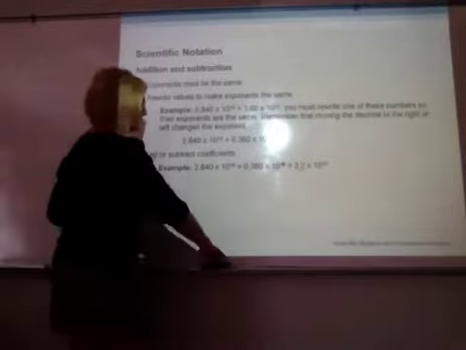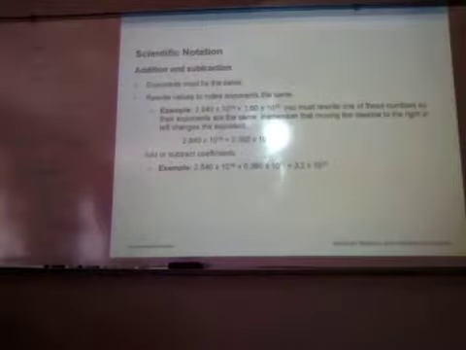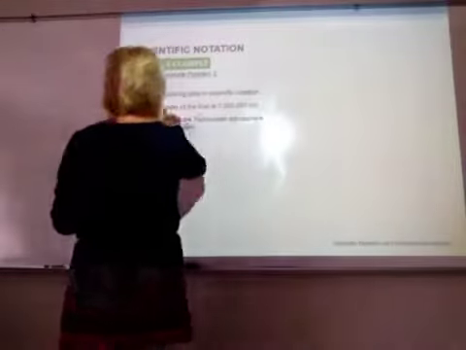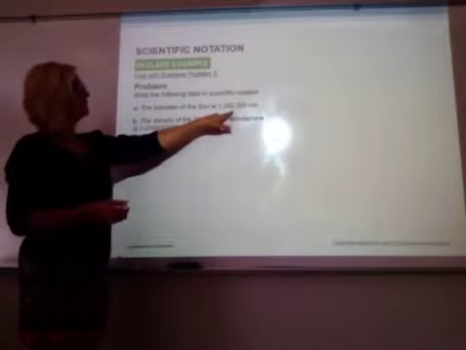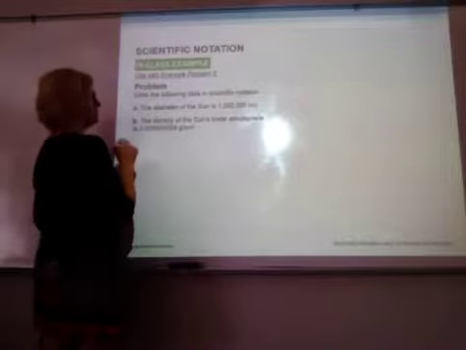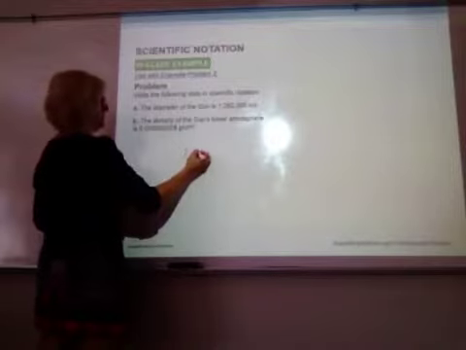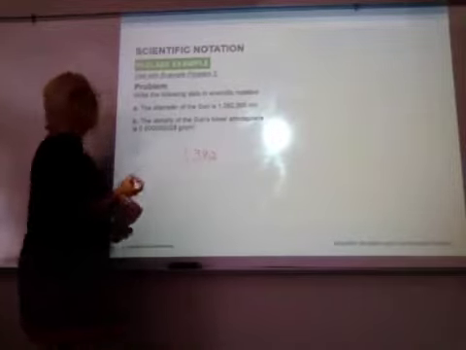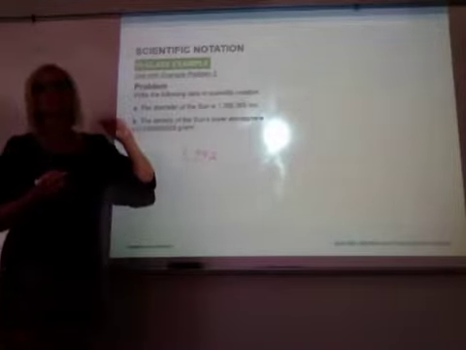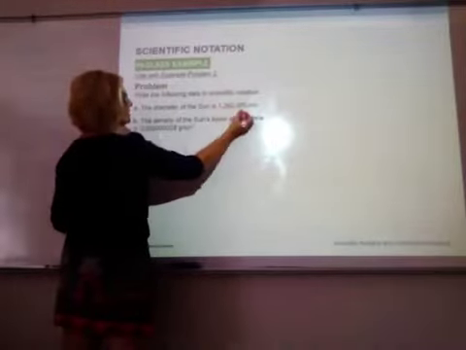So addition and subtraction will be a little bit different than when we multiply and divide. A couple of examples. Diameter of the sun, 1,392,000 kilometers. Rule: I'm going to write a number. What's my first number? 1. I'm going to put a decimal, and then I'm going to put the rest of my numbers that are not zeros. In this, where is my decimal always at? The end. So I moved it from there to here.